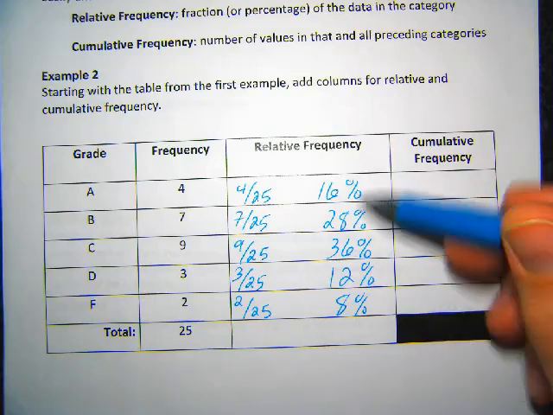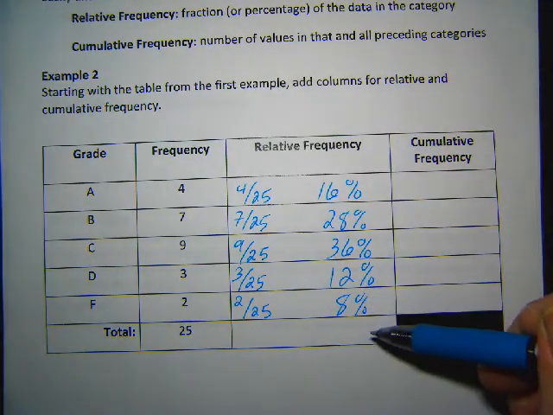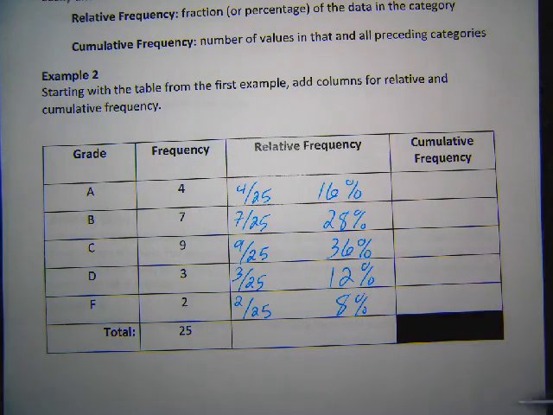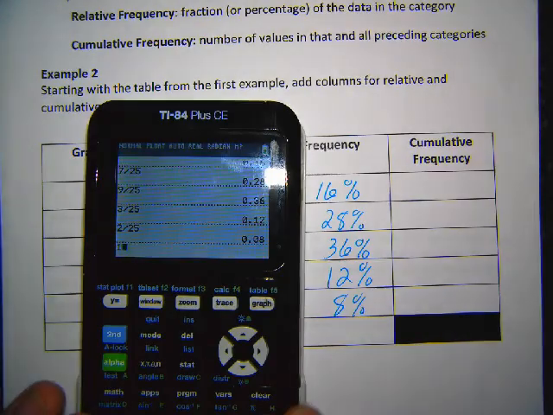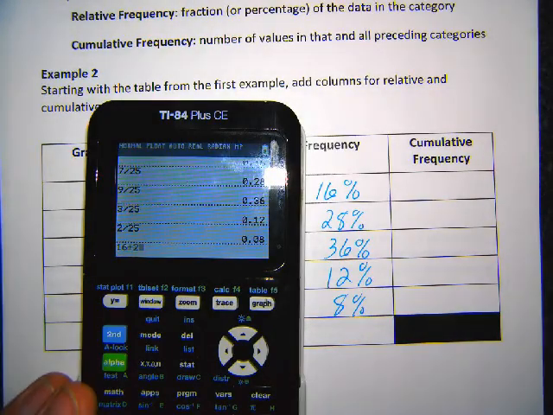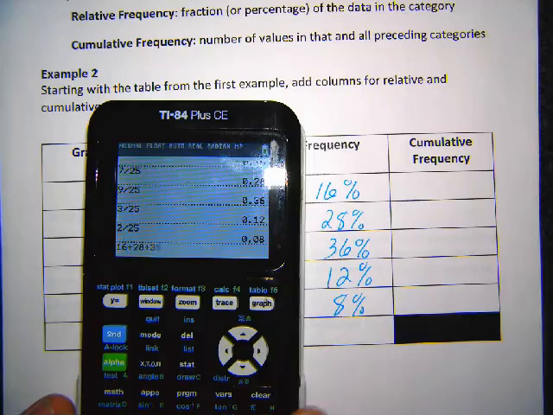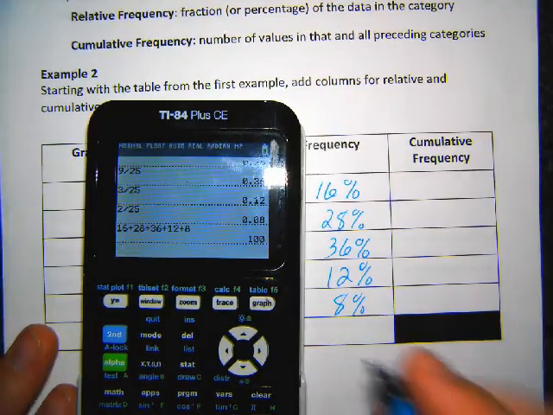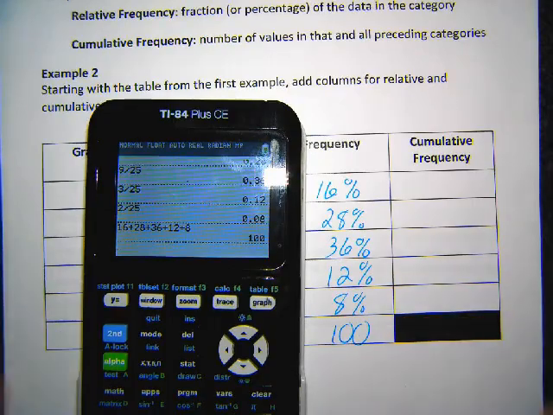If you add up your percents, you should get about 100%. Now, sometimes you might get 99 or 101 just because of rounding. This time I didn't have to round, so big nice numbers. But a lot of times you'll end up rounding. If you add up the relative frequencies, you should get pretty close to 100. If you don't get exactly 100, that's probably from rounding. But if you're getting 99, 101, 100, that's okay.